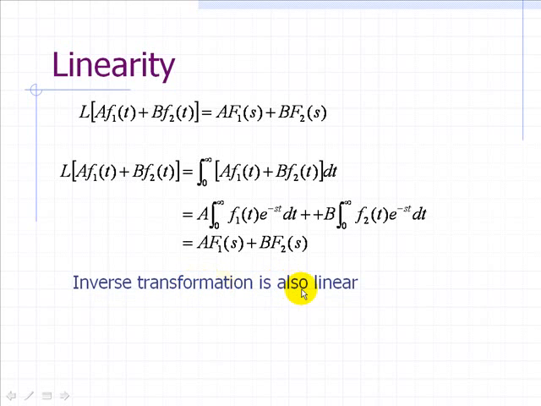The inverse Laplace transform is also linear. In other words, we get the same type of operation, where we get the time domain description for each individual inverse Laplace transform.